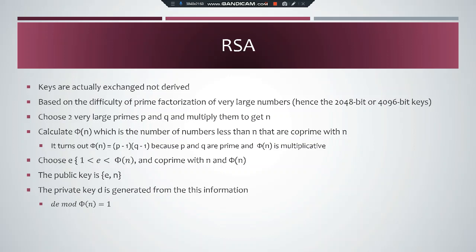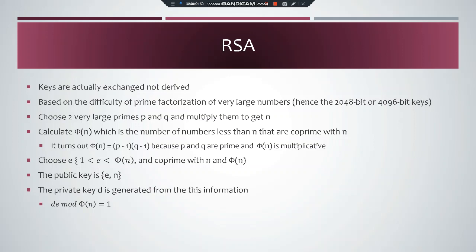So in the RSA encryption algorithm, keys are actually exchanged, not derived like the previous one. It is based on the difficulty of prime factorization of very large numbers, hence the 2048 or 4096-bit keys. In the algorithm, the first step is to choose two very large primes, p and q, and multiply them together to get n. You calculate phi of n, which is the number of numbers less than n that are coprime with n. It turns out that phi of n equals p minus 1 times q minus 1, because p and q are prime, which means that no other numbers below it are going to share any common factors, and phi of n is multiplicative.